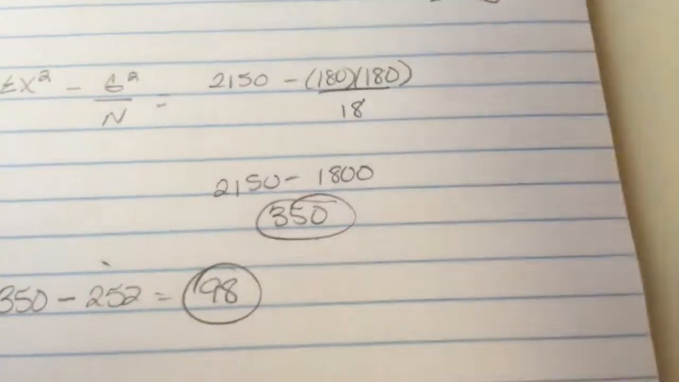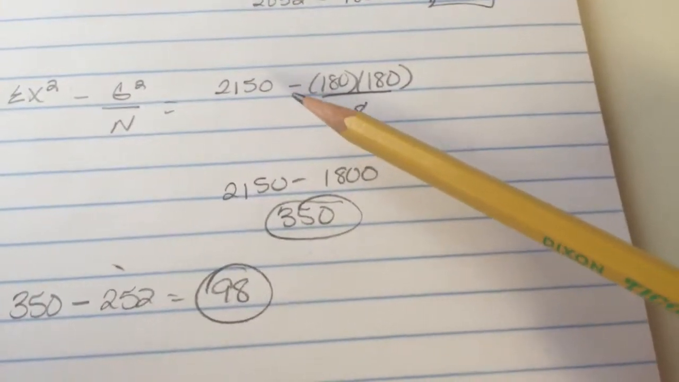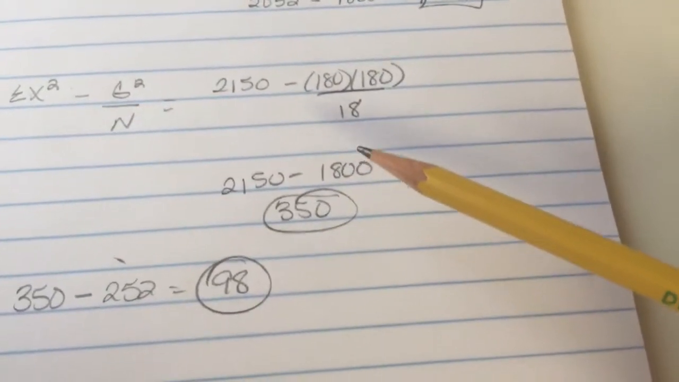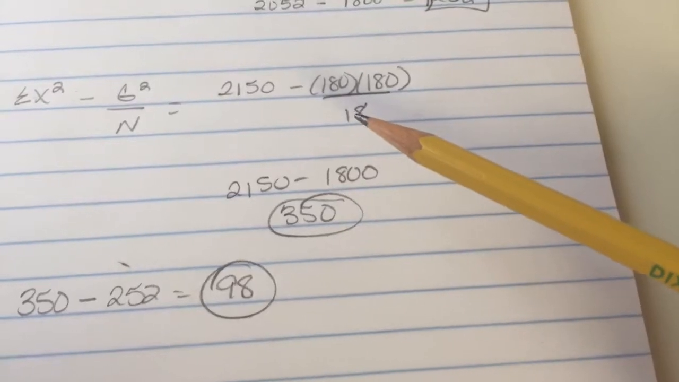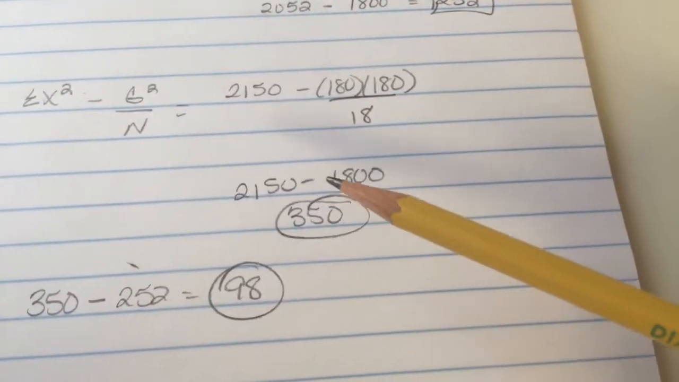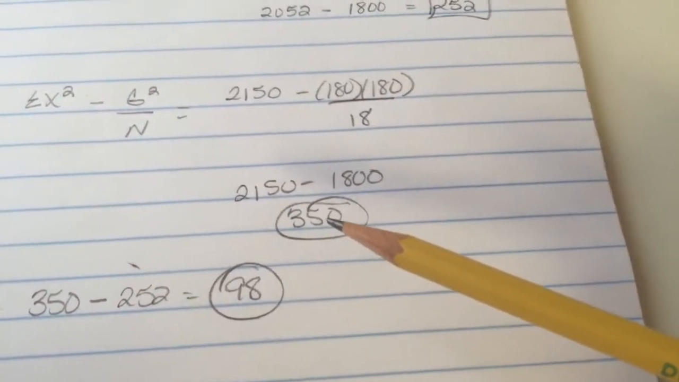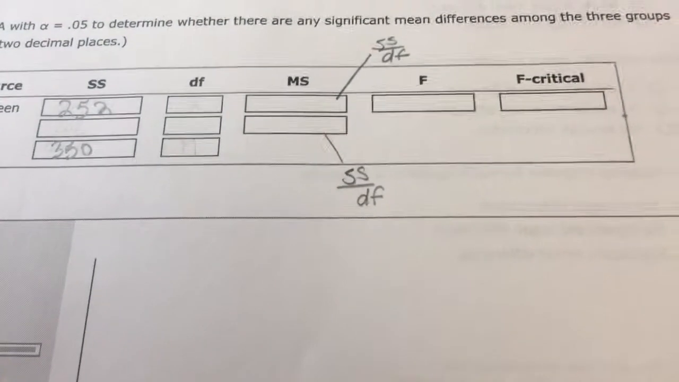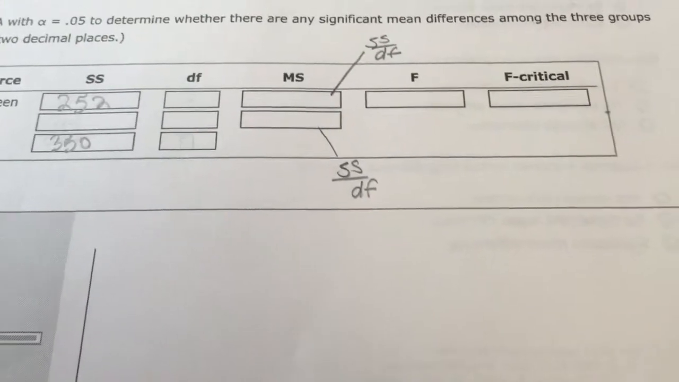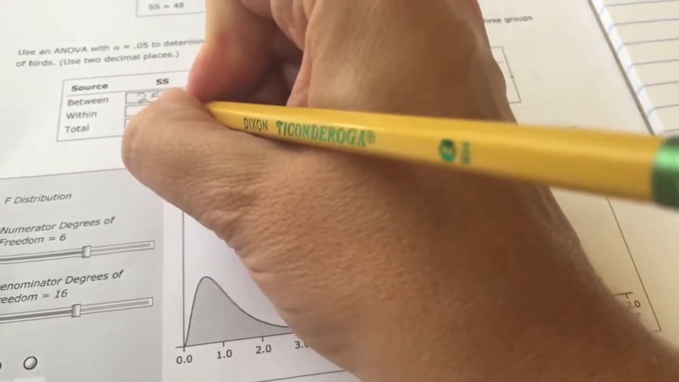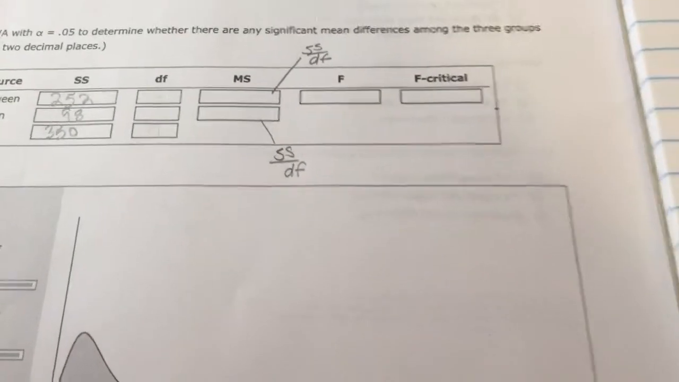So I've put in the 2,150 minus 180 squared, and then divide it by the large N, which is 18 for this particular problem. We plug all of that in and we end up with a sum of squares total of 350. So I'm going to put that in here. And then the easiest thing to do is just simple math: 350 minus 252, and we get the sum of squares within of 98. All right, next we move on to degrees of freedom.